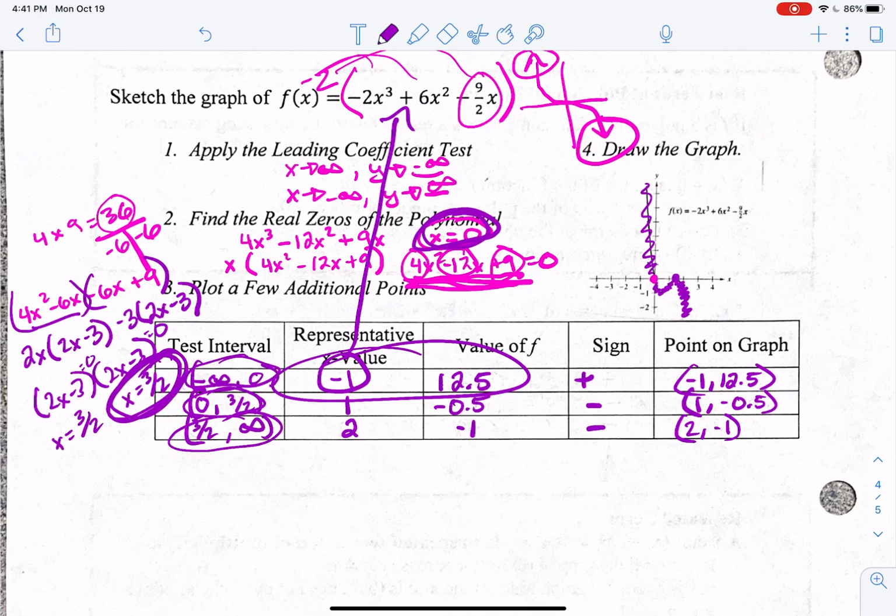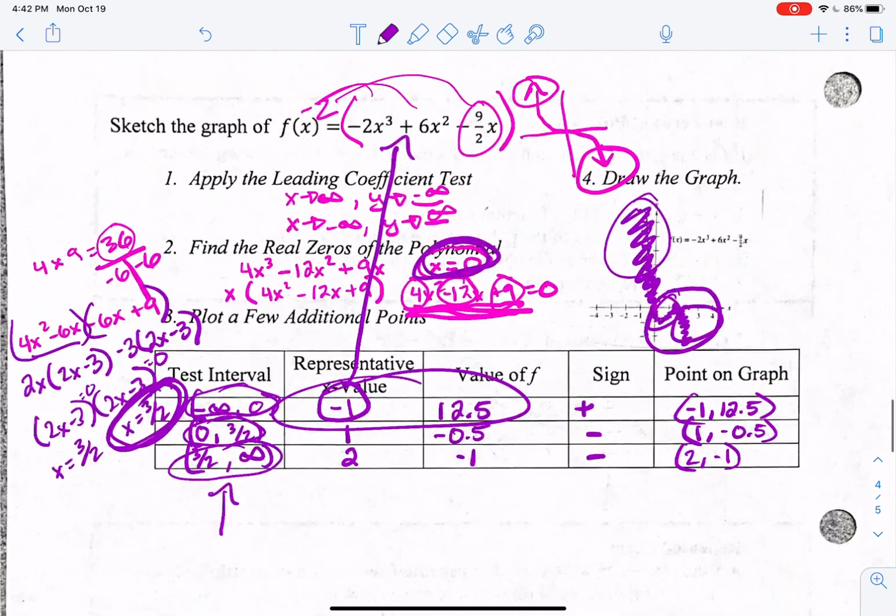The reason why I separate them out into intervals is so that I don't pick 3 points that are all over on this side. Then I'd have no idea what's happening on this side of my graph. So that's why they have you separate into test intervals, so you pick 1 point from each one of the test intervals that you're looking at, okay? And that can just give you a better idea of what the graph is going to look like, okay? All right, there we go.